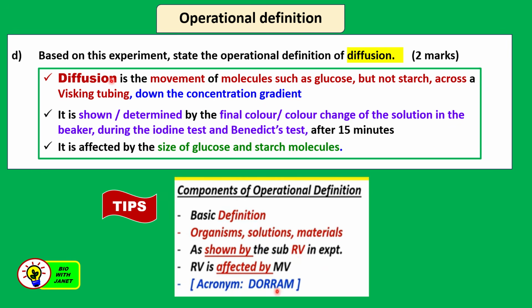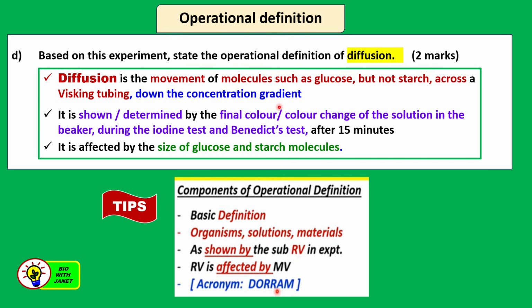Now, the first component is the definition, but you must add in all the organisms, solutions, or materials you use. So diffusion is the movement of molecules. This is taken from your basic definition. And then you mention the molecules used. So diffusion is the movement of molecules such as glucose, but not starch, because starch did not diffuse out of the Visking tubing. I just add it in because you have to add it in. Add this in: across a Visking tubing, down the concentration gradient.